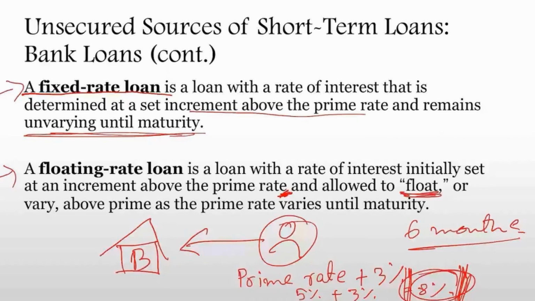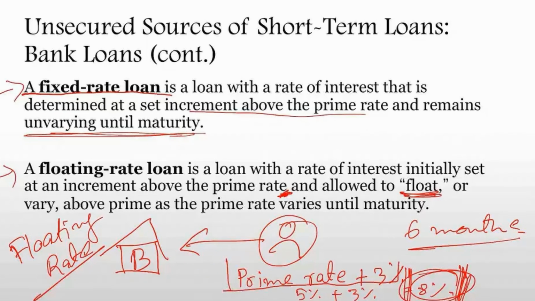Let's say it is a floating rate. Now let us see what changes are expected. So if it is a floating rate, then what will happen? The rate is set as prime rate plus 3%. So at the beginning of the loan, let's say you have taken the loan on January 1. On January 1, the prime rate was 5%. So your rate is 5% plus 3%, that is 8%.